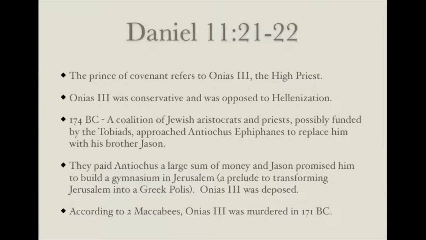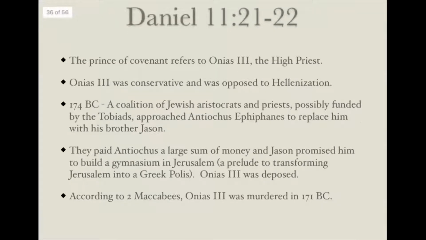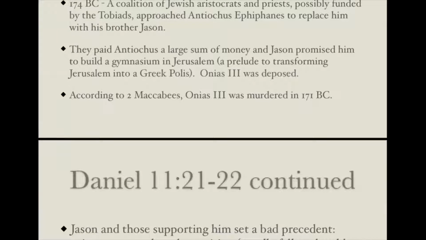So in 174 BC, a coalition of Jewish aristocrats and some priests, possibly funded by the Tobiads, decided to approach Antiochus to replace him with his brother Jason. They paid Antiochus a large sum of money, and Jason, Onias' brother, promised Antiochus that he would build a gymnasium in Jerusalem. Building a gymnasium is a prelude to transforming Jerusalem into a Greek city, or Greek polis. So Onias III was deposed. According to 2 Maccabees, Onias III was actually murdered later on in 171 BC.